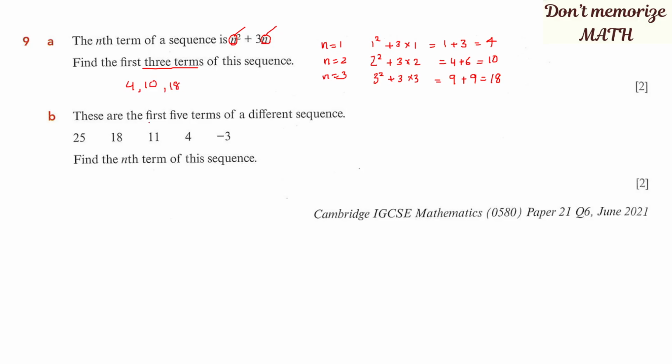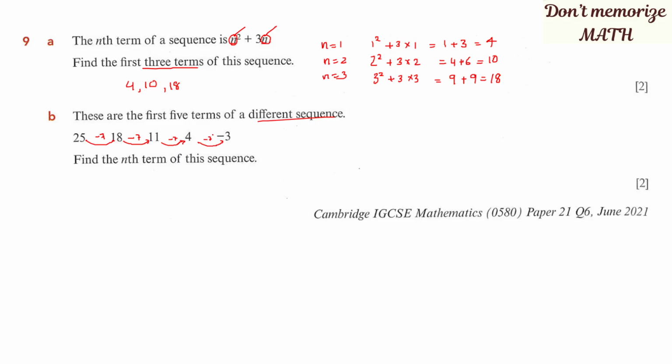Okay. These are the first 5 terms of a different sequence: 25, 18, 11, 4 and minus 3. Find the nth term of the sequence. We will check which type of sequence this is. 25 to 18, we are subtracting 7. Here also 18 to 11, we are subtracting 7. 11 to 4 also minus 7. 4 to negative 3 also minus 7. So this is an arithmetic sequence.